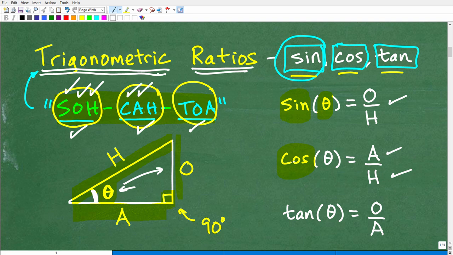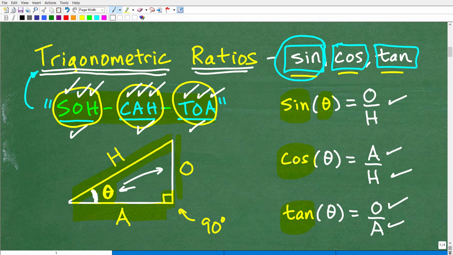So cosine, adjacent divided by hypotenuse. And then the tangent is the opposite over the adjacent, okay? So the opposite over the adjacent. So when you have a right triangle and you have this angle that you're looking at, and you have all the lengths of the right triangle, you can find the sine, cosine, and tangent. Just follow your little SOHCAHTOA formulas. And that's what a trigonometric ratio is.